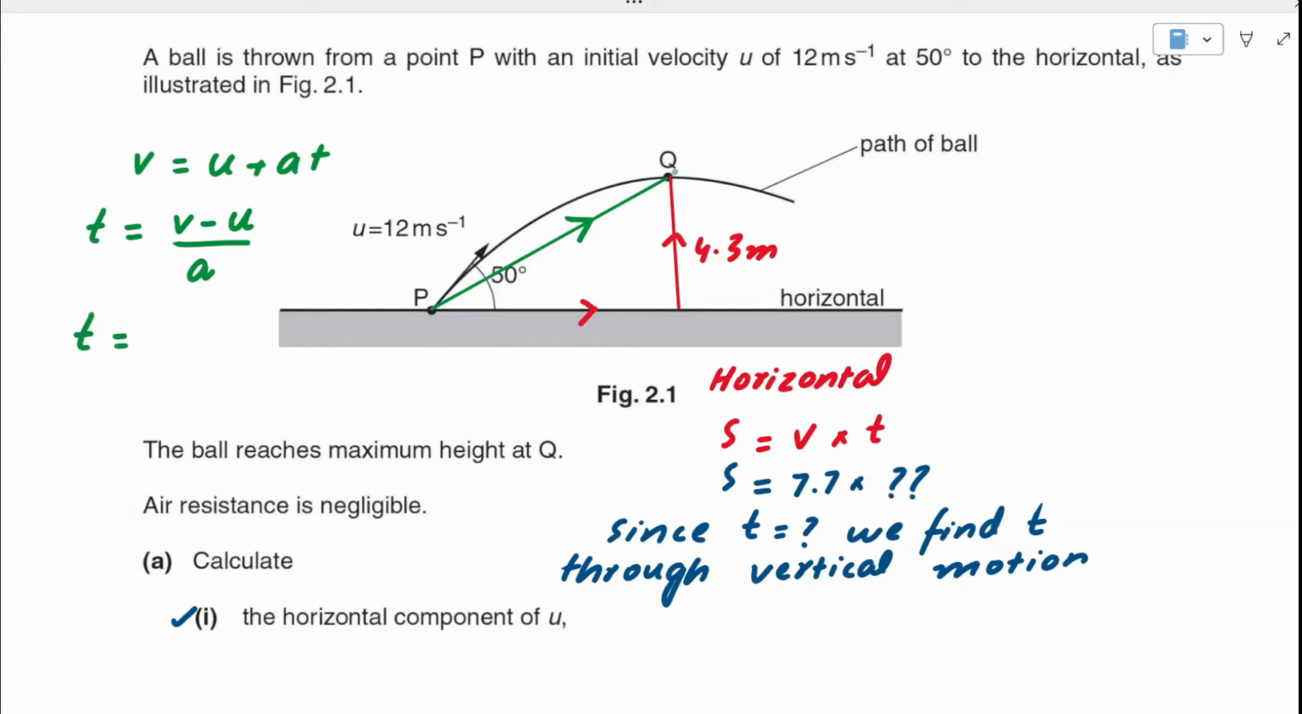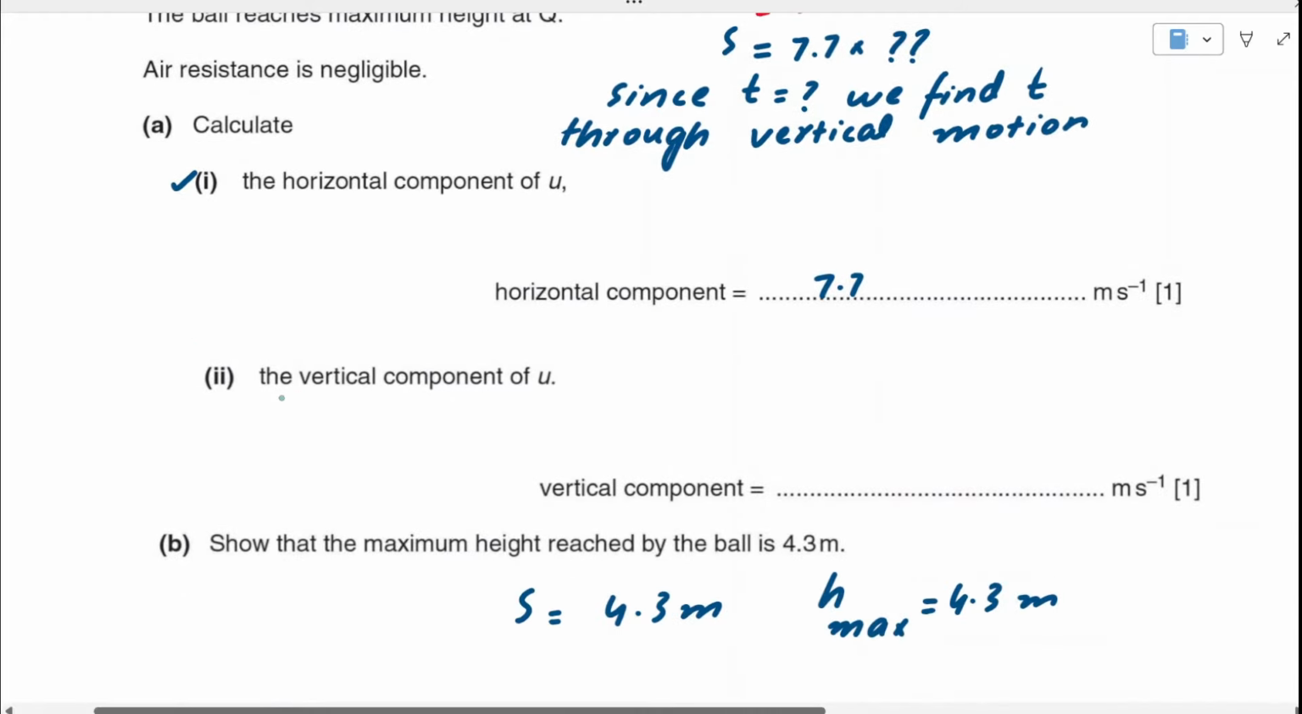The final velocity at the point Q, the final vertical velocity, would be 0, because this equation is for the vertical motion. Minus, what is the initial vertical velocity? Could you give me the value of the initial vertical component of velocity? The answer of this one? 9.2.